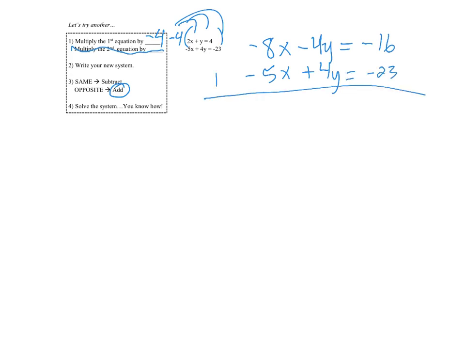Now we're ready to add them together. Negative 8x plus negative 5x is negative 13x. Negative 4y plus 4y will cancel out. That'll leave me with negative 16 plus negative 23. That'll give me negative 39. We always divide by the number that's right beside the variable. And x equals positive 3.